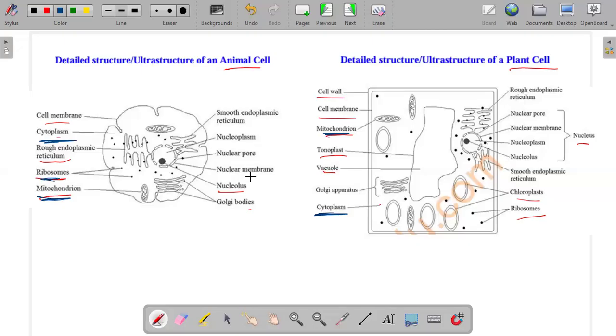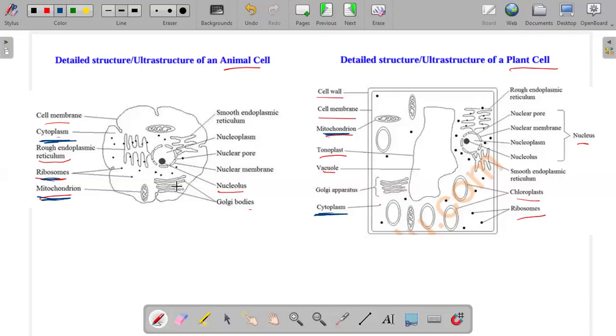The next structure we have is the endoplasmic reticulum. Of course, we have two: the smooth endoplasmic reticulum and the rough endoplasmic reticulum. In general, the endoplasmic reticulum is a network of membranes used for transportation of substances within the cytoplasm.